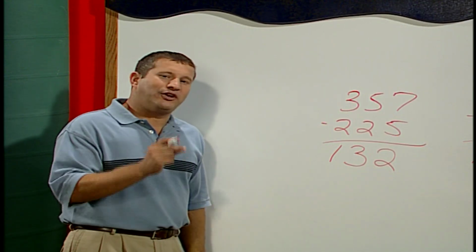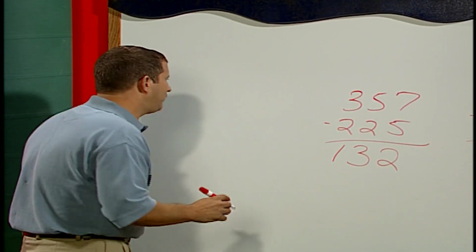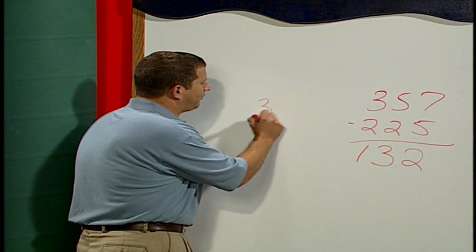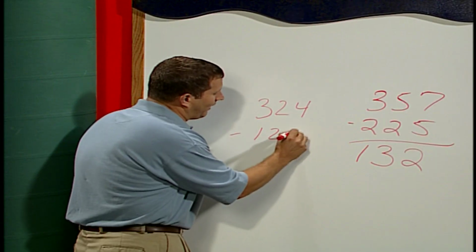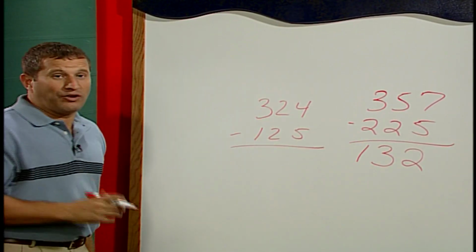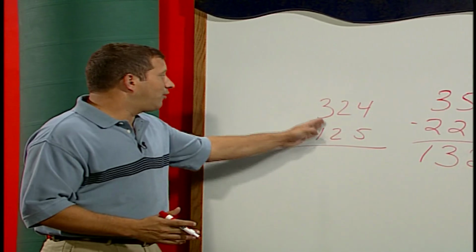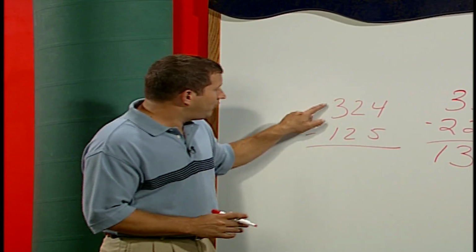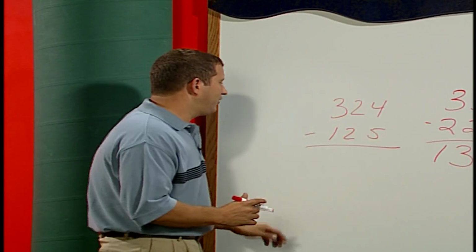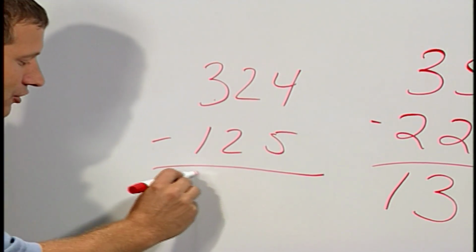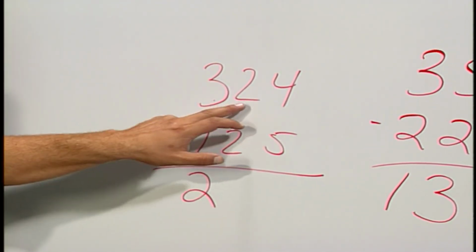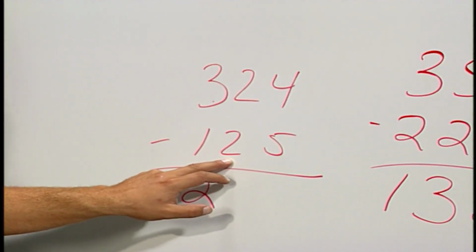What happens if you have to borrow like you did with the old way? Let's do 324 minus 125. Now there's a lot of work here if you had to do it the other way because you got to borrow. But let's do it left to right and see how it works out differently. Just go here, 300 minus 100 gives you 200. Now, 20 minus 20 is a 0.